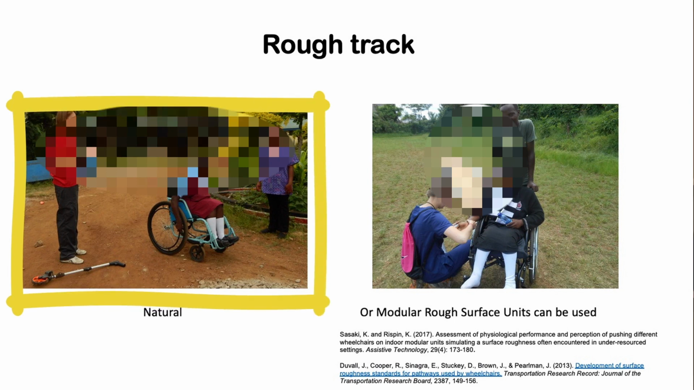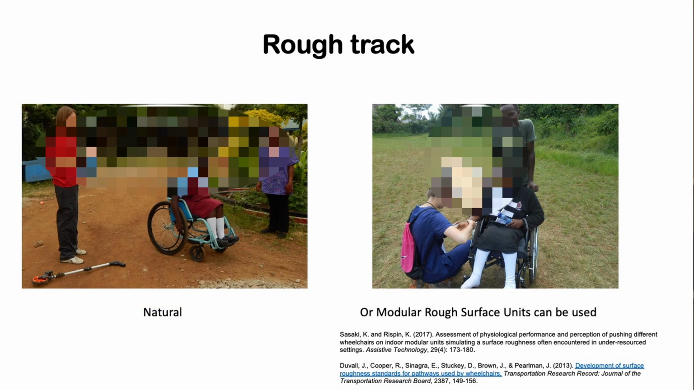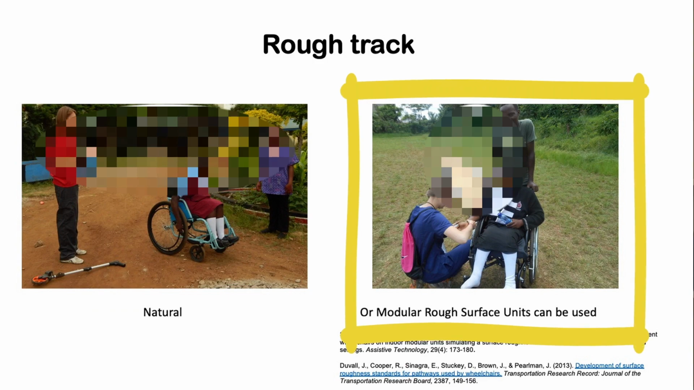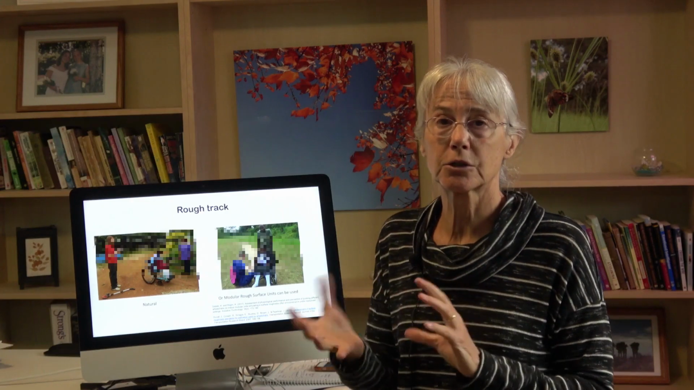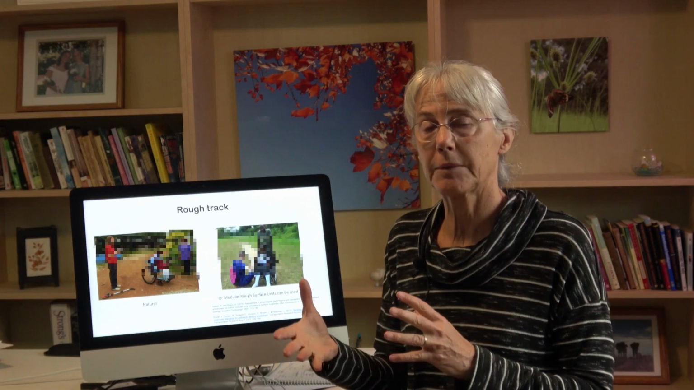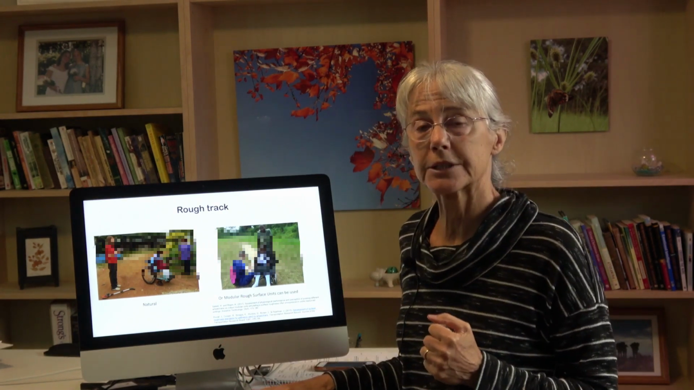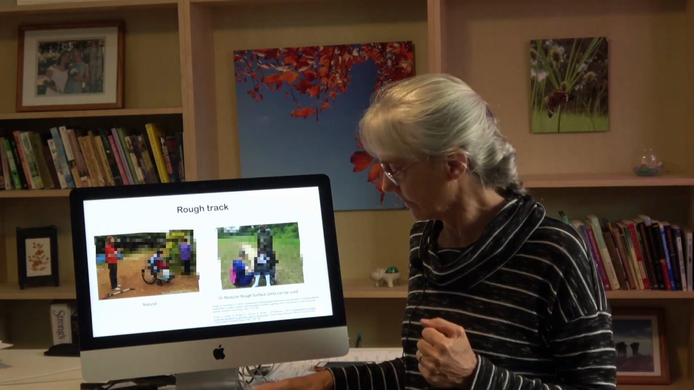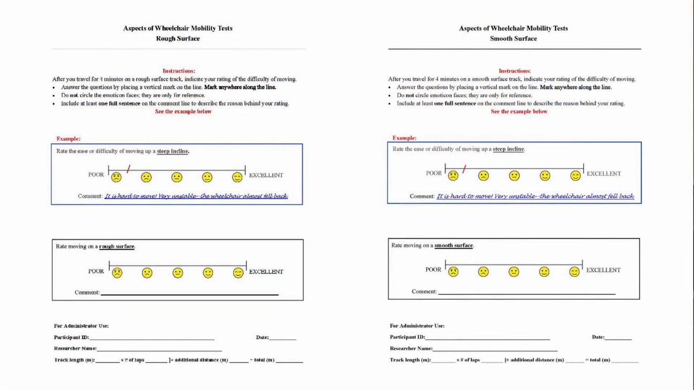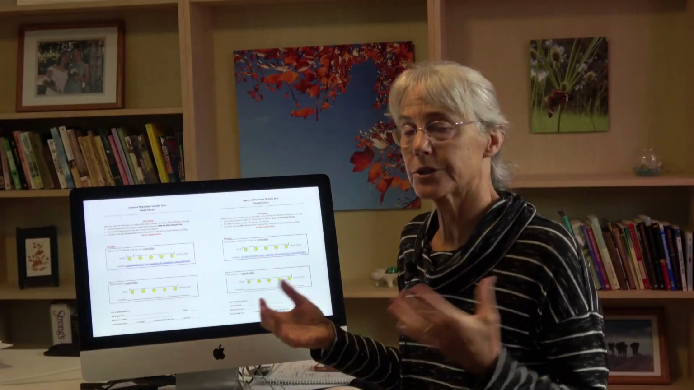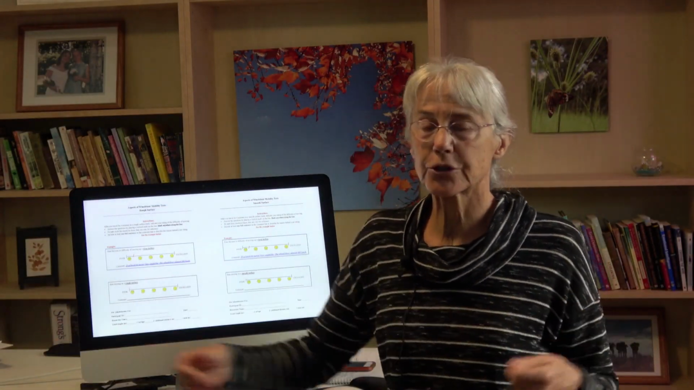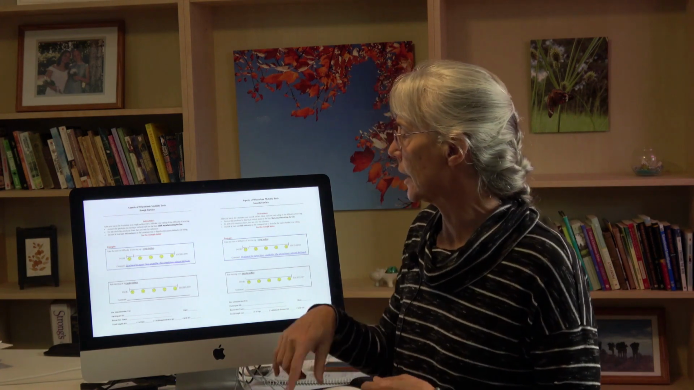Or if you're doing a bigger study and you want to use a describable rough surface, we've developed modular rough surface units based on a description of how rough a surface is and how you can make a model of that from studies at Pittsburgh. That's available. The directions to make that are available online. Here is the very simple data collection sheets. And as you can see, we've just asked for participant ID and track length, number of laps, additional distance, and total meters. So you do need a long measuring tape or a survey wheel to measure how far they rolled.